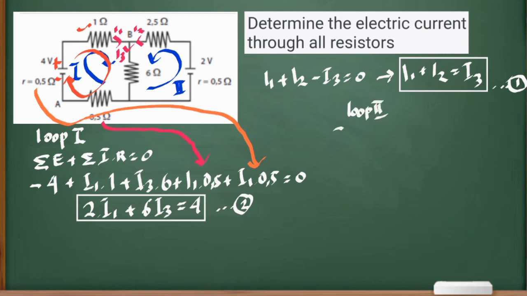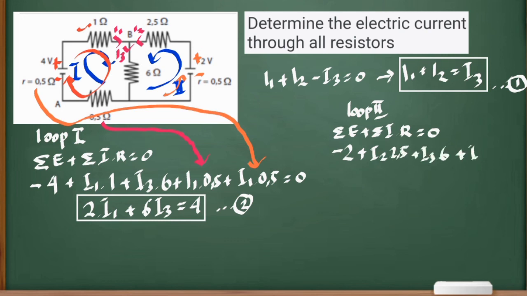So look at loop 2. Sigma E plus sigma I times R equals 0. So minus 2, because the point is exactly to the minus sign, plus I2 times 2.5 plus I3 times 6 plus I2 times 0.5 equals 0. So 3I2 plus 6I3 equals 2.